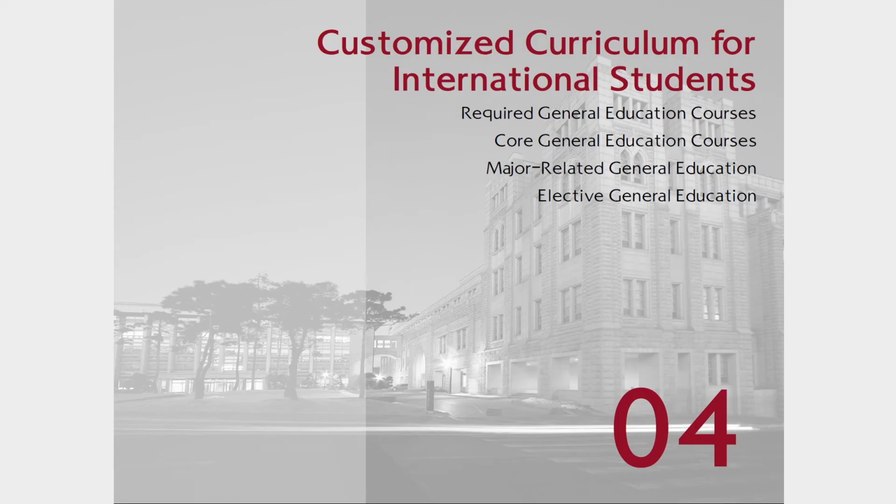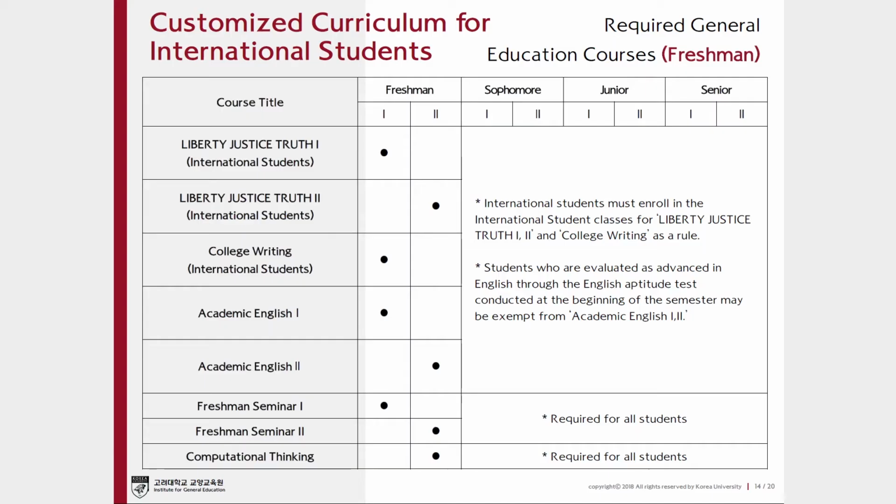We're gonna move on to curriculum. Curriculum for General Education of Korea University consists of 4 major general education courses, which are required courses, core general education courses, major related courses, and elective courses. The curriculums of freshmen and transfer students are different, so all the students must check the right course you have to take for graduation before course enrollment.